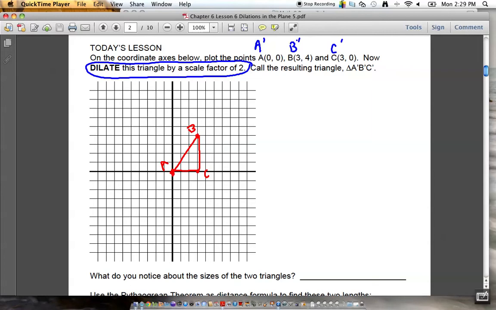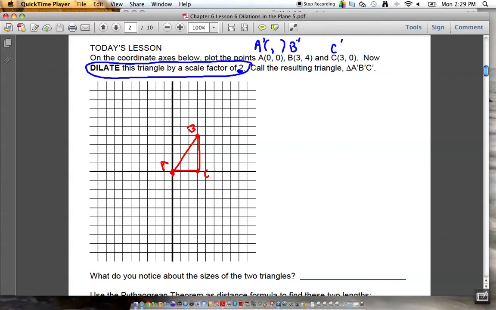Okay, the only reason you would ever divide is if it was a fraction, to make it smaller, like if it was dilate by a half. That would be like multiplying by a half, which is the same thing as dividing by 2. So that's why it can be division. Now, I'm going to dilate by a factor of 2, which means multiply by 2.